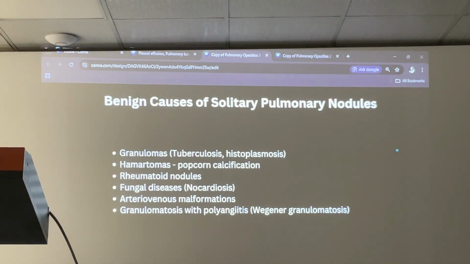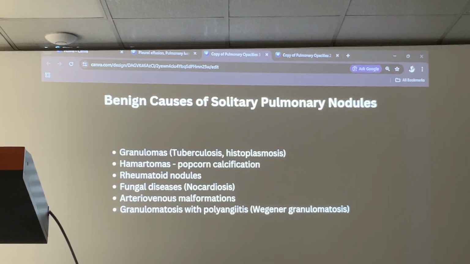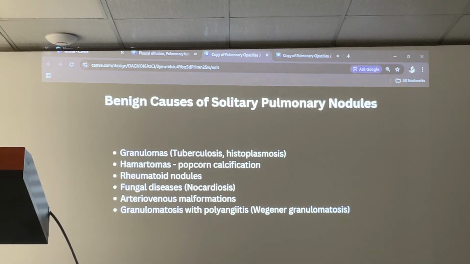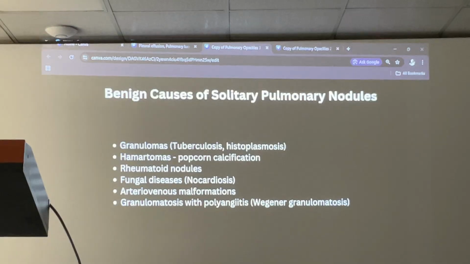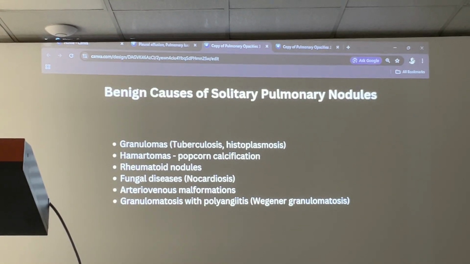So benign causes of solitary pulmonary nodules are granulomas, tuberculosis, and histoplasmosis. They usually produce calcified nodules less than 1 centimeter in size, although tuberculomas and histoplasmomas can reach up to 4 centimeters in size. So when calcified, they are clearly benign. Tuberculous granulomas are usually homogeneously or diffusely calcified, and histoplasmomas may contain a central or target calcification or may have a laminated calcification, which is diagnostic.